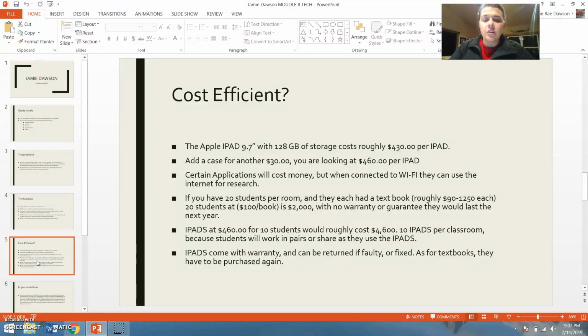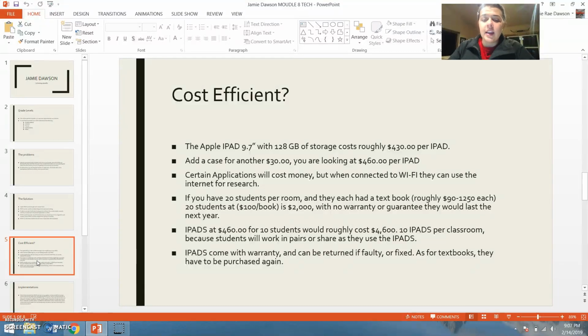iPads at $460, and just say for 10 students, you would have 20 students. But like I said, you put them in partners, you put them in pairs, so that's 2 students per pair. You would have 10 iPads. It would cost roughly $4,600 for the iPads per classroom, because students will work in pairs as they share the iPads, like I said. So you're going to save a little bit of money there.